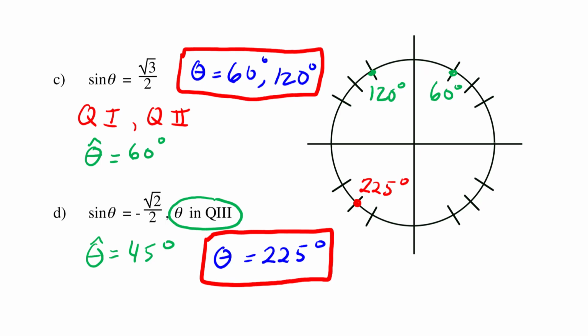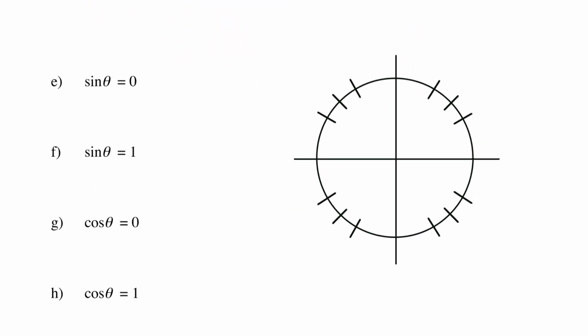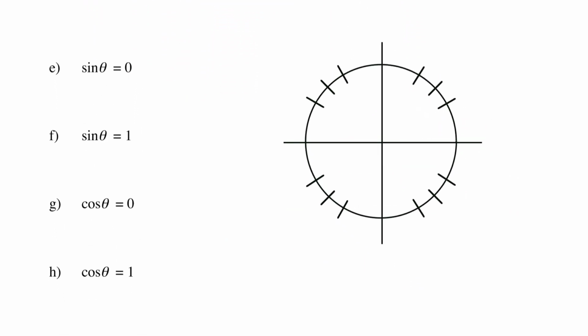Okay, let's look at the next set of examples. In this set, sine and cosine are either 0 or 1. That means that they must occur at axial points. In fact, sine of theta is equal to 0 only on the x-axis. So we're talking about 0 degrees, 180 degrees, or maybe even 360 degrees.